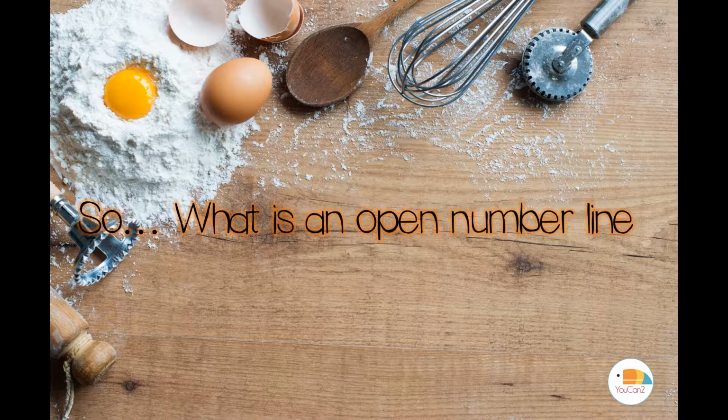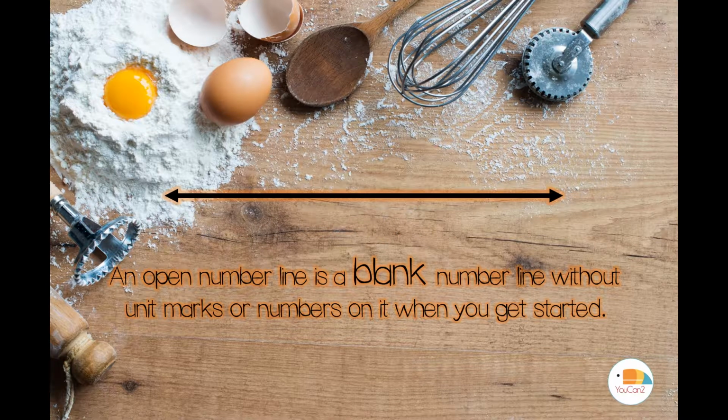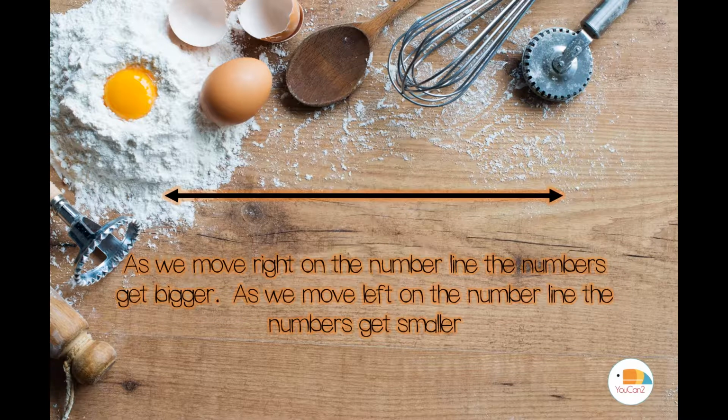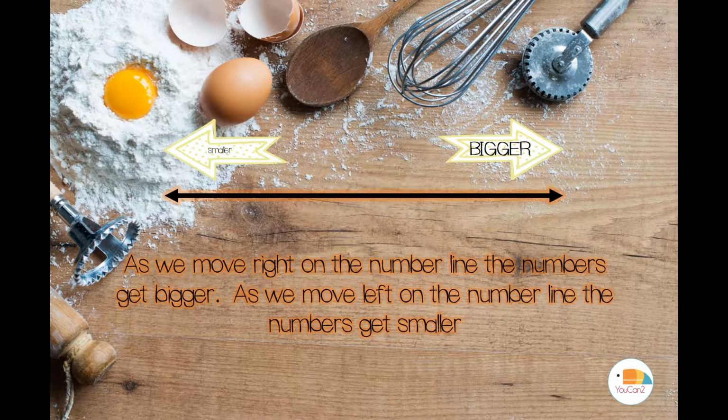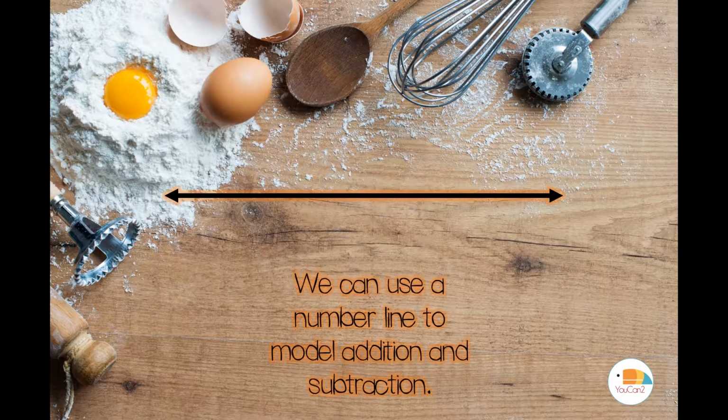So you might be asking yourself, what is an open number line? An open number line is a number line that's blank before you start using it. It has arrows on either side, which means it goes on forever in either direction, just like numbers do. As you move to the right on the number line, the numbers are going to get bigger. And as you move to the left, the numbers are going to get smaller.